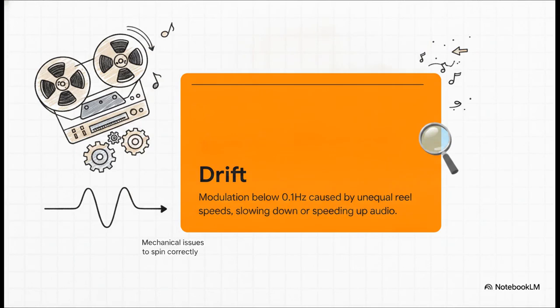Then you have drift. This is an even slower modulation, happening way down below 0.1 Hz. It's usually caused by mechanical issues, like a pinch roller failing to spin consistently, or unequal reel speeds. What it does is result in these tiny, creeping tempo changes in the music. The waveforms slowly expand and contract, literally breathing organic life into what would otherwise be a perfectly static recording.